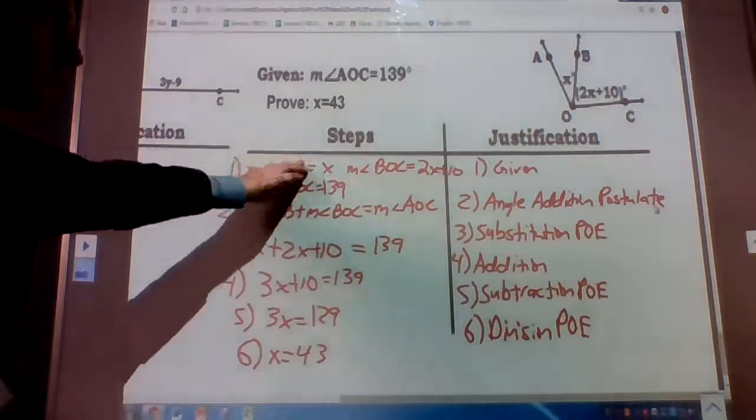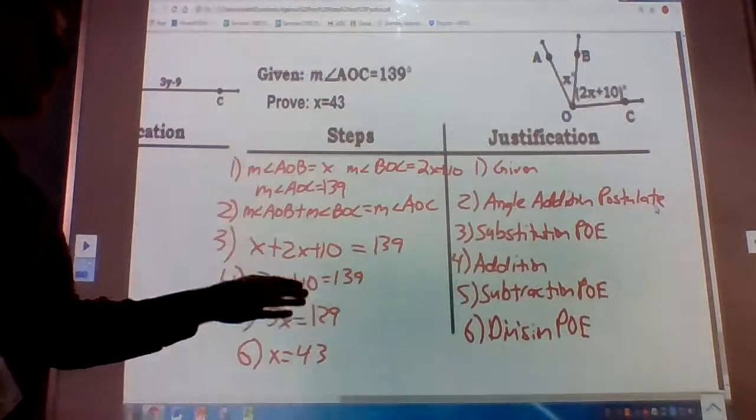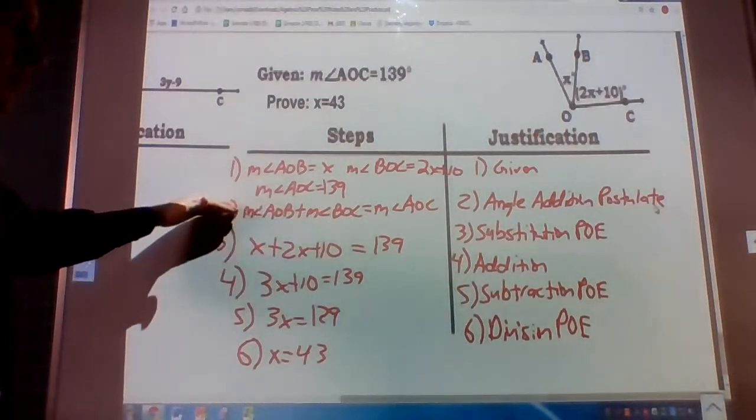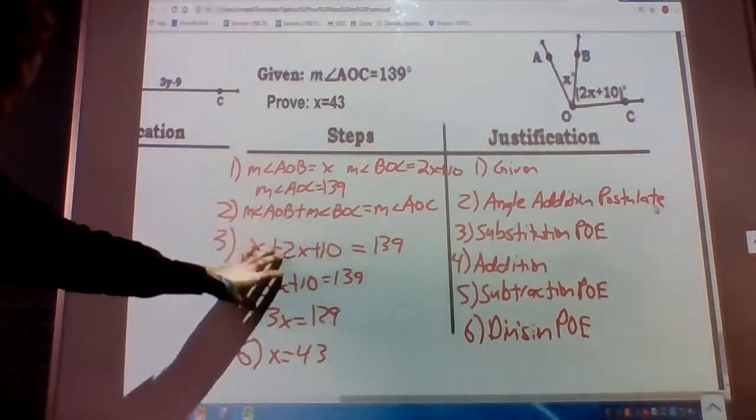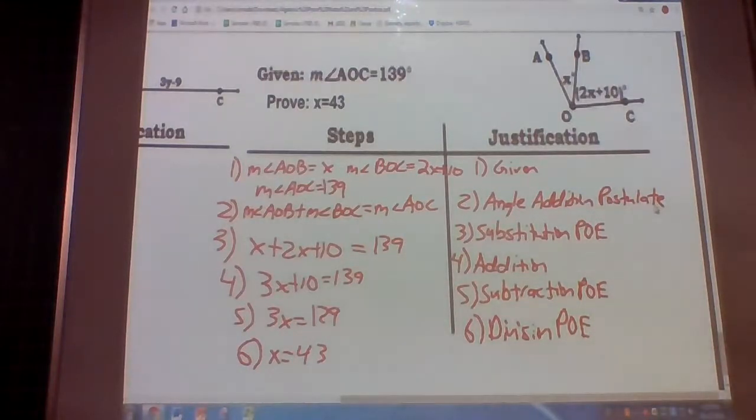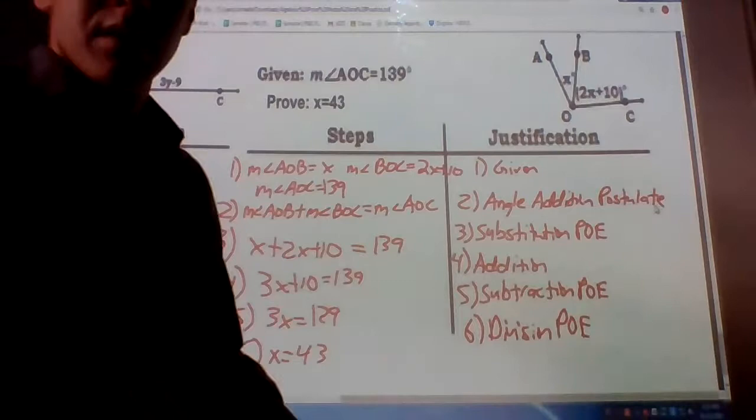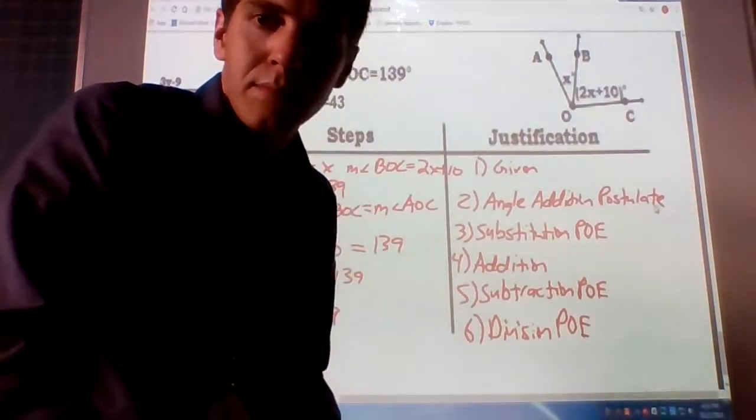So we had our givens, our 3 givens. We need an equation, so we use the angle addition postulate to come up with our equation. We substitute them in, and then we do the algebra from there to solve. And again, under 20 minutes, we're doing good.